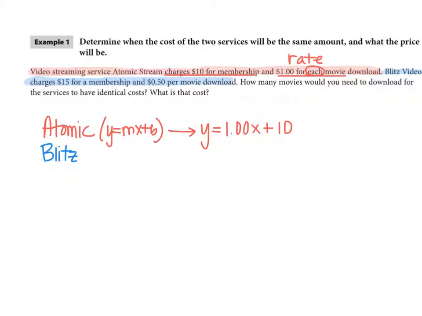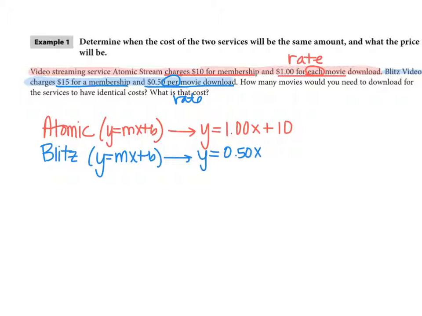I'm going to underline and then determine what format I want to be in. So Blitz video charges $15 for a membership fee and 50 cents per movie. Again, per tells me that this one's my rate. Because I only have one rate, I know I'm going to be in slope-intercept form. So that means I've got y equals 50 cents, so 0.50x plus 15.